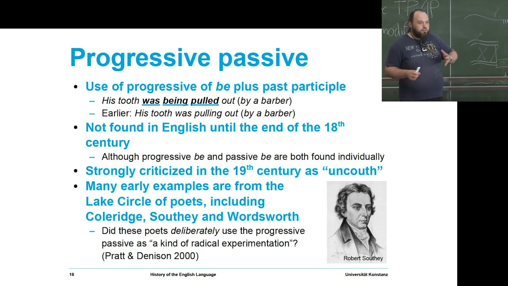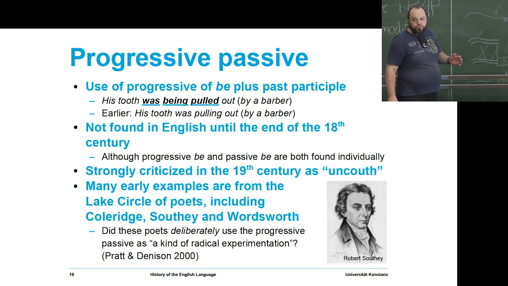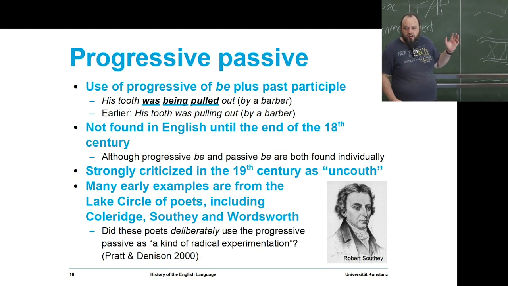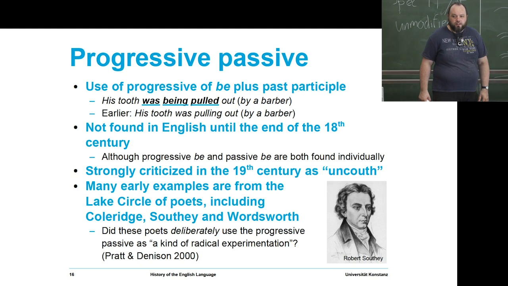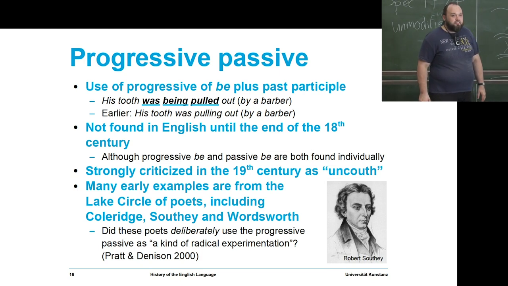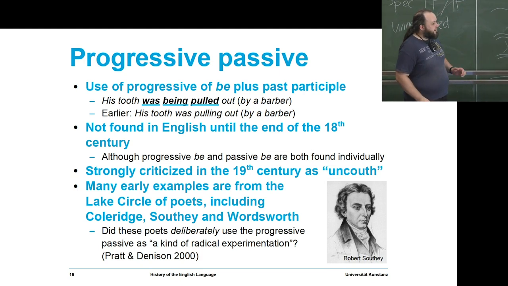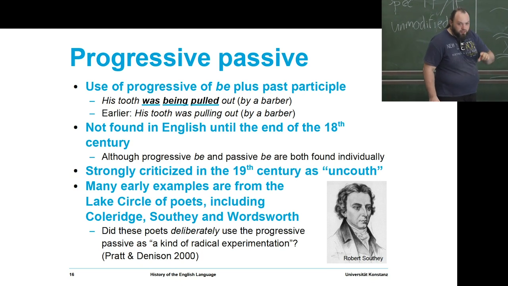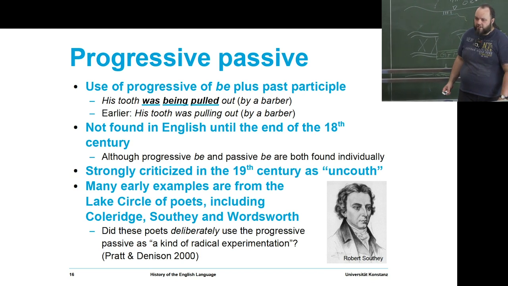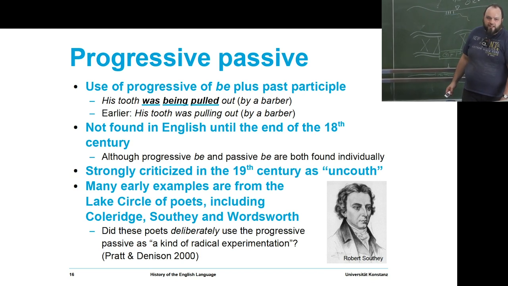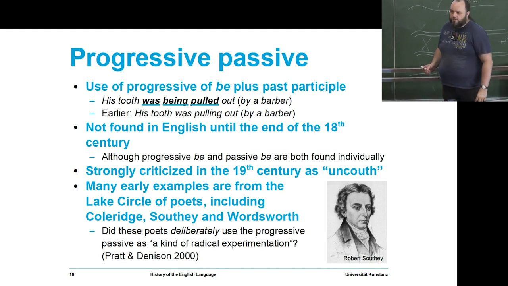These are young, very sort of revolutionary writers. Revolutionary I use in the literal sense. They were very sympathetic with revolutionary France. Right? So when the French Revolution was happening, they were in Britain, saying, oh, why can't we have a revolution over here as well? But they didn't, so instead they're just like, let's passive-aggressively, see what I did there, use the progressive passive to annoy all of the older writers who think that this is uncouth. So that's the idea. There's a kind of sociolinguistic motivation for use of this form.